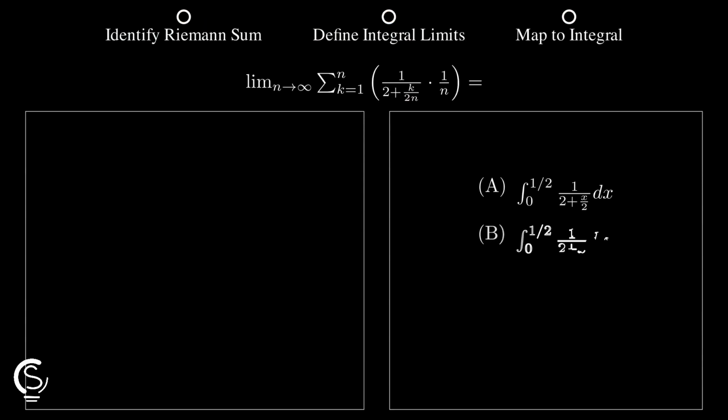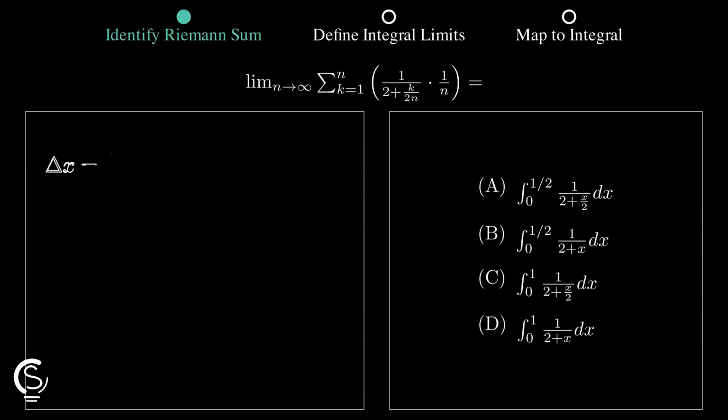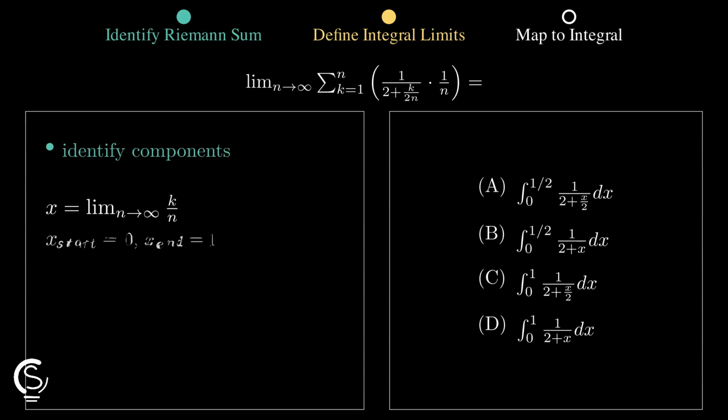We recognize the limit of the sum as a Riemann integral. We identify the function f of x sub k and the width delta x, which is 1 over n. As k goes from 1 to n, the variable x sub k ranges from 0 to 1/2. This defines our interval of integration for the variable x, so watch closely.